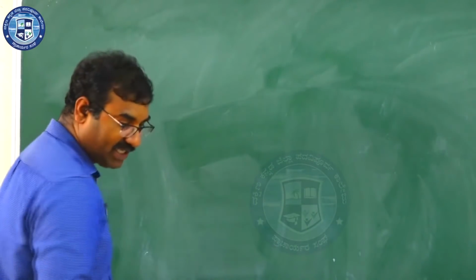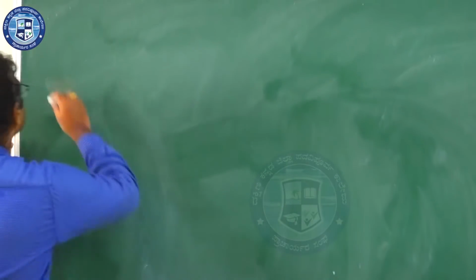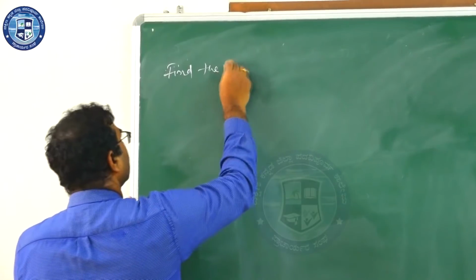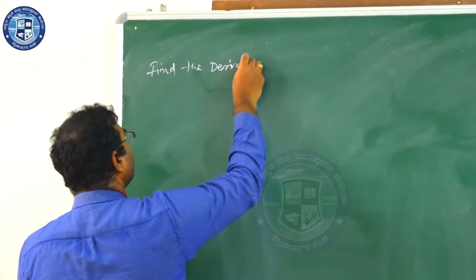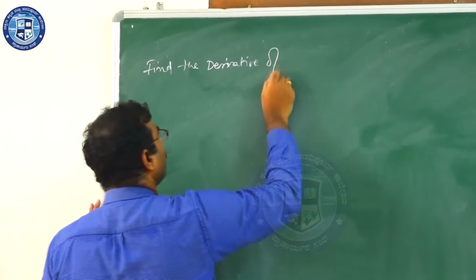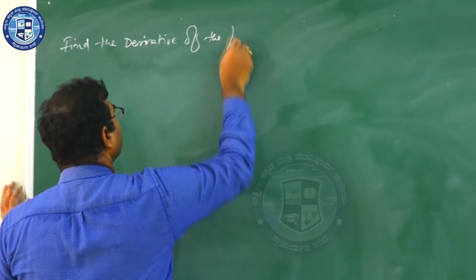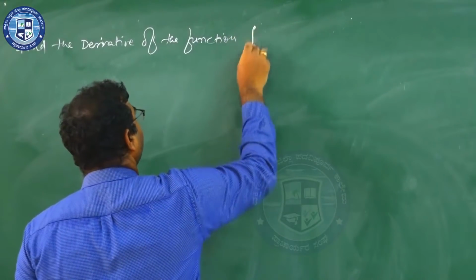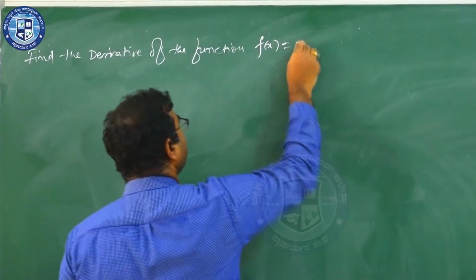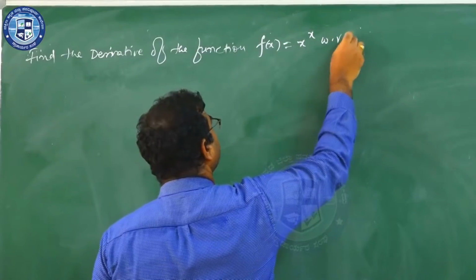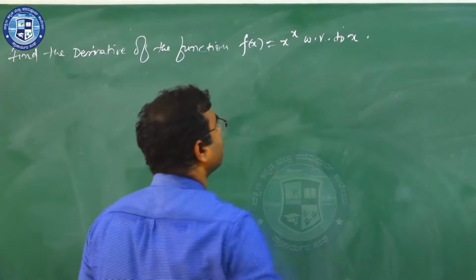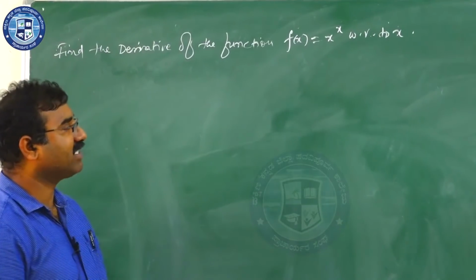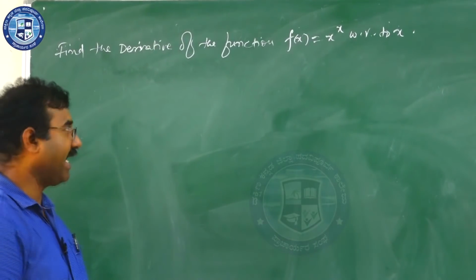So the first problem we see in this: find the derivative of the function f(x) equal to x power x with respect to x. Find the derivative of f(x) equal to x power x with respect to x.